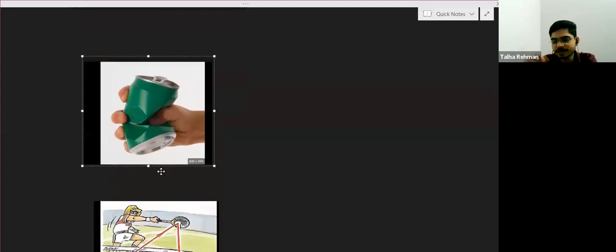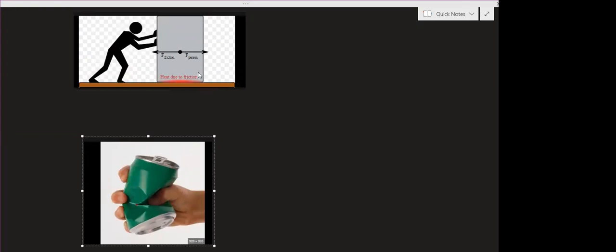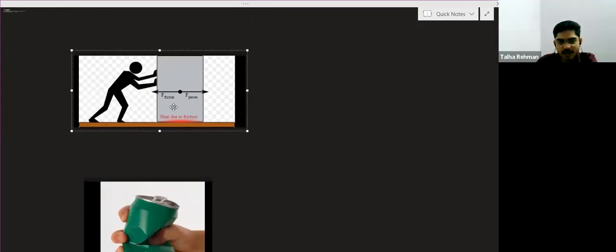Now there is one more point. If a body is at rest and you suddenly apply a force, then the body will be in motion. So due to the force, the body can be in motion. Due to the force, heat can also be produced.